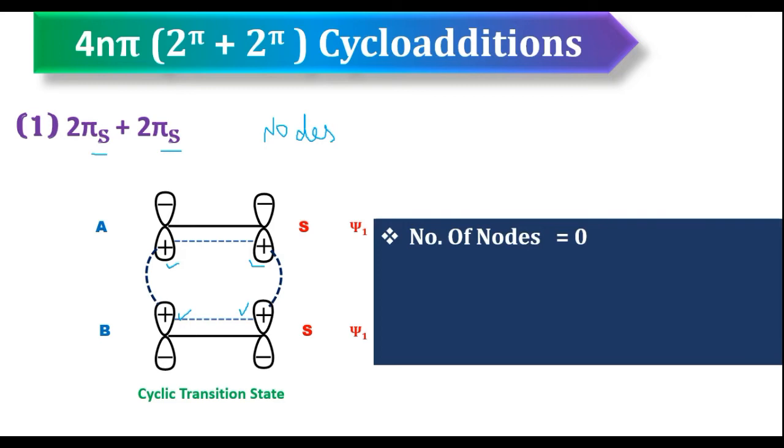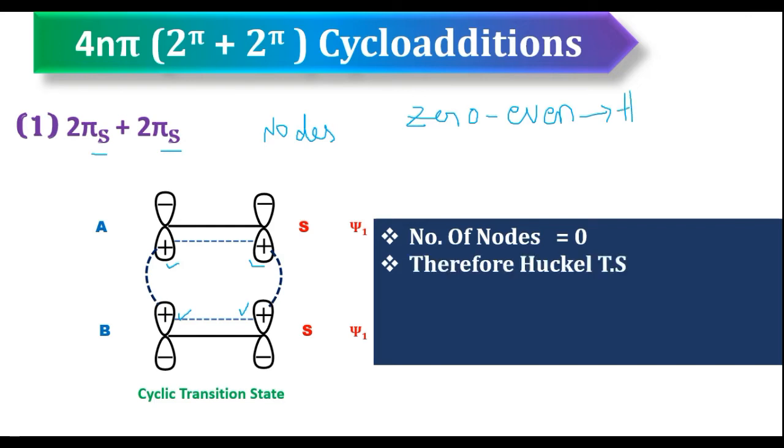So we already know that nodes are 0 or an even number. That system is called what? Huckel system. So the system is called Huckel system. Therefore the system is a Huckel transition state.